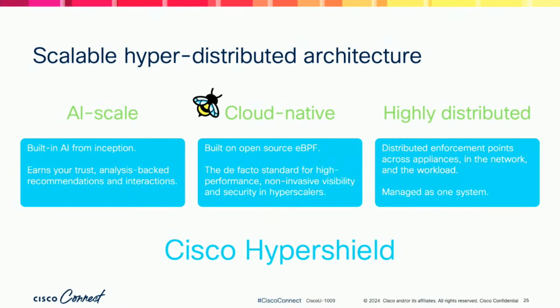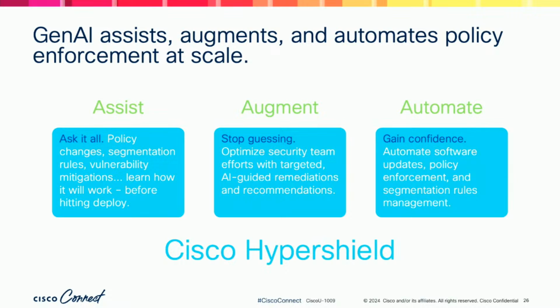It's going to be a scalable, hyper-distributed, AI-driven data center technology, and it's going to be essentially built on top of eBPF. So all the capabilities that Hypershield is going to be able to perform are going to be leveraging eBPF. So that's a big part of it. It's going to allow you to leverage generative AI to assist, augment, and automate your data center infrastructure, leveraging eBPF under the hood to perform a lot of these functions.